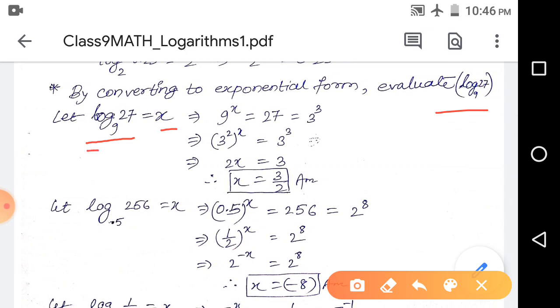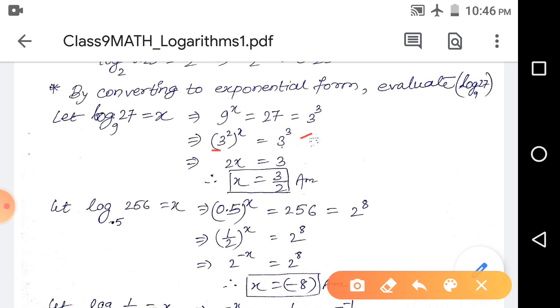So for this we can write this one in exponential form: 9 to the power x equals 27, and we know that 27 means 3 to the power 3. So this 9 becomes 3 squared, and it becomes 3 to the power 2x. So 3 to the power 2x is equal to 3 to the power 3 here.